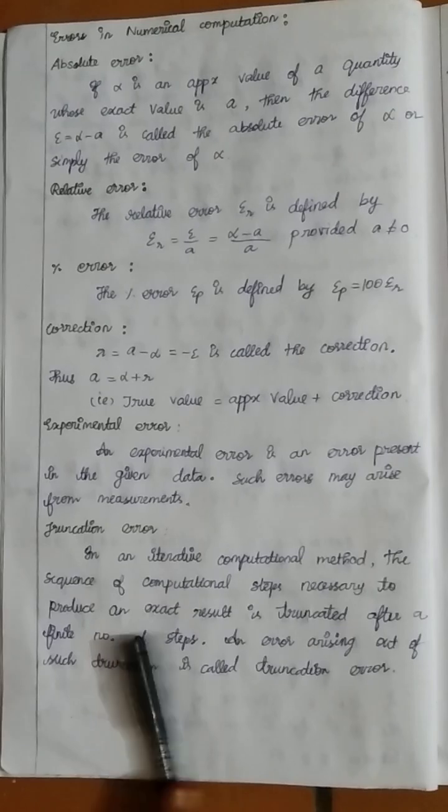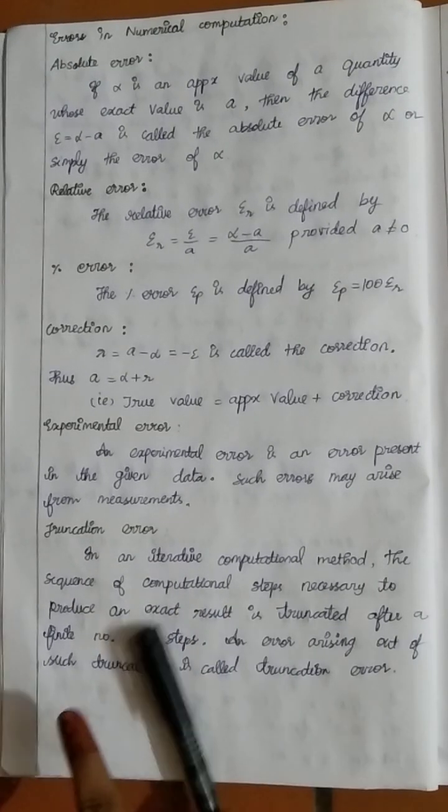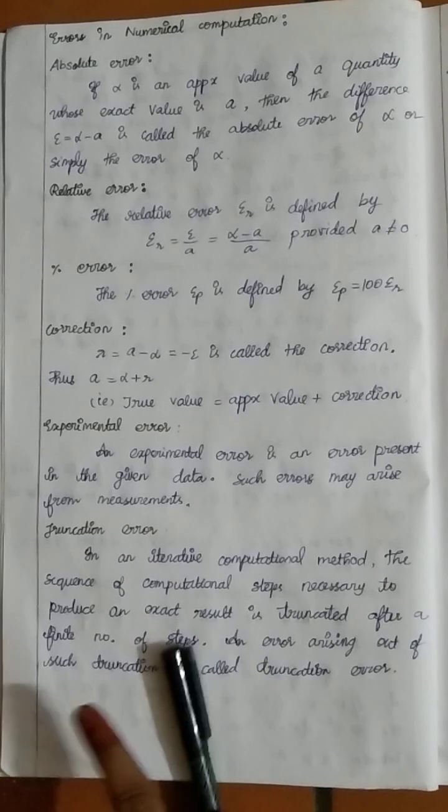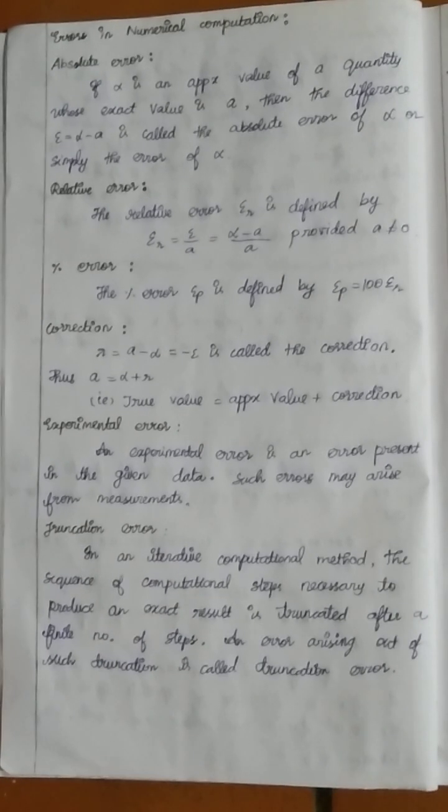So it is given that the sequence of computational steps necessary to produce an exact result is truncated after a finite number of steps. So I am truncating the computation after a finite number of steps, and I'll get some error that is called truncation error.